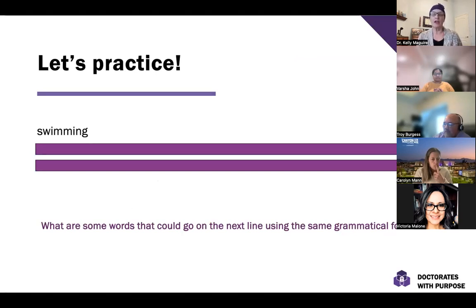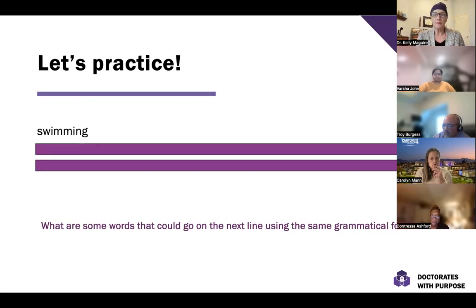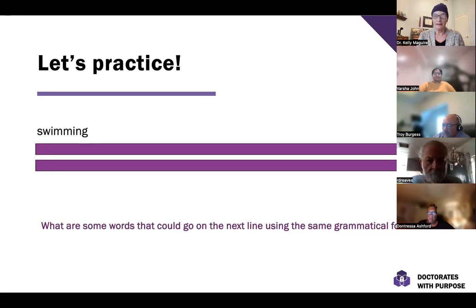All right, so let's just practice. This is just a time where we can unmute. If I've got the word swimming, what are some words that could go on the next line using the same grammatical form? Again, just unmute and let's just call out some answers. Running. Running, excellent. Walking. Walking, perfect, very good. What else? Jumping. Jumping, very good. Flying. Flying, excellent.